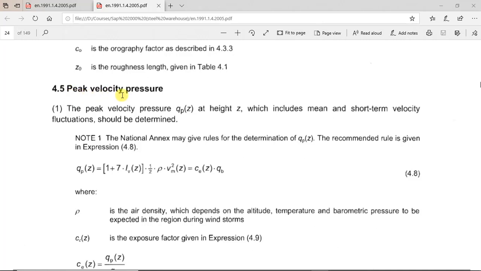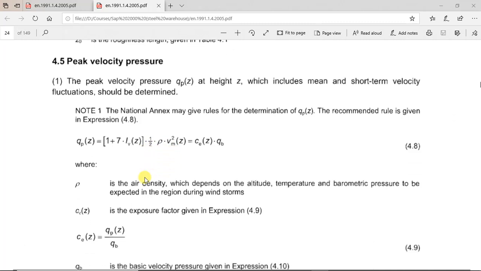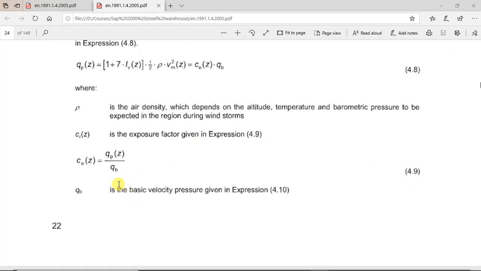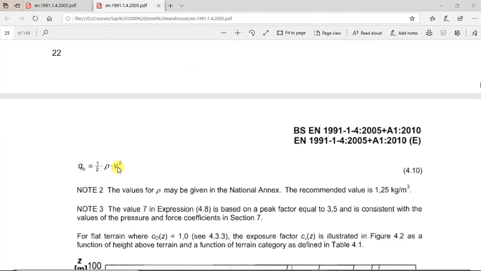The peak velocity pressure qp(z) equals 1.7 times Iv(z) times 1 times rho vm squared divided by 2. Rho is the air density, which depends on the altitude. ce(z) is the exposure factor given in expression 4.9, and qb is the basic velocity pressure given in expression 4.10, 1 times rho times vb squared divided by 2, and the recommended value for rho is 1.25.